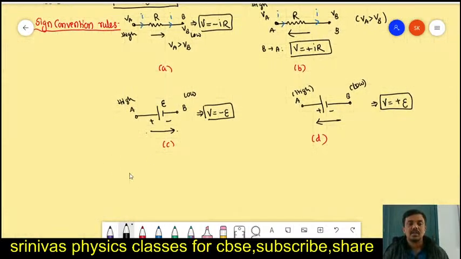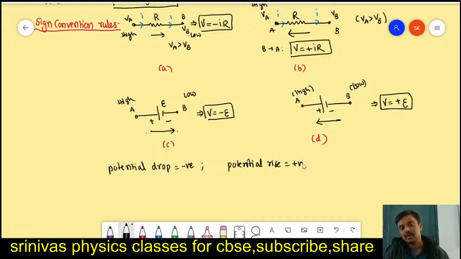What are we doing here in the sign convention? Potential drop you have to take as negative. Potential rise you have to take as positive. Increase in potential is positive, decrease in potential is negative.